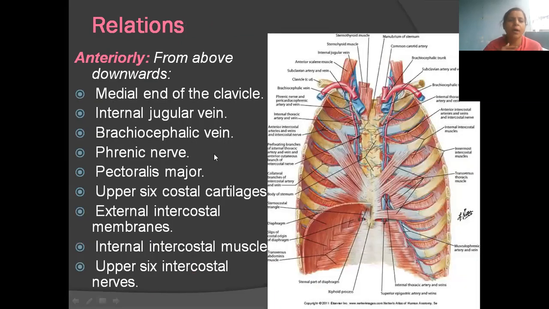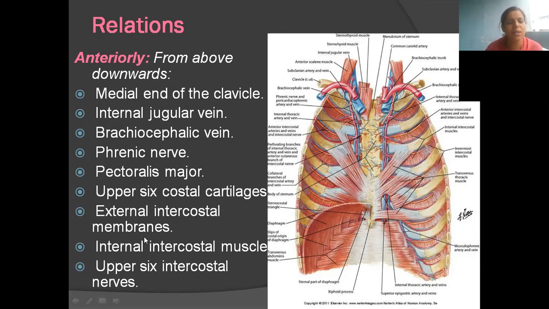Then what are the relations? Now see here, this is our internal thoracic artery or internal mammary artery. The relations, from above downwards: it is related to the medial end of the clavicle. Close to this, you are finding the internal jugular vein, the brachiocephalic vein, and the phrenic nerve, which goes and supplies the diaphragm. Then pectoralis major muscle, upper six costal cartilages, external intercostal membranes, internal intercostal muscles. All these are theoretical aspects which you see during dissection, and I kept this slide to make you understand.